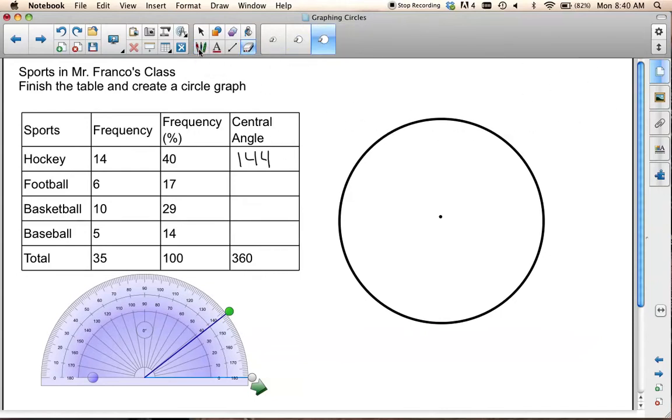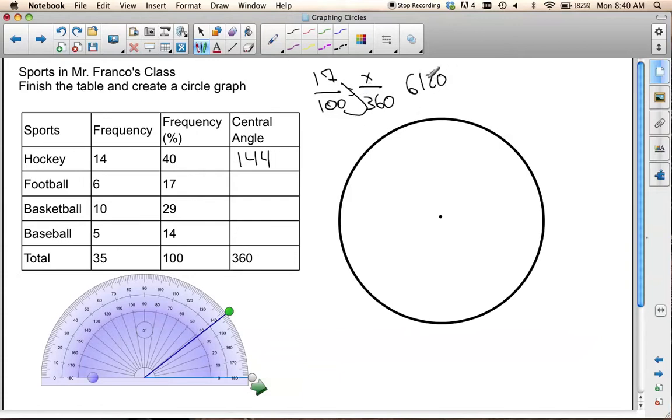Now what if I want to do it for football? Well, same thing. I know that 17% out of 100 of his students like football, and I need to solve for x in my circle graph out of that 360 degrees. So I go 17 times 360 gives me 6,120. Divide that by 100, and I get 61.2 degrees, but we'll just go and say that it's 61 degrees, we'll round it down.